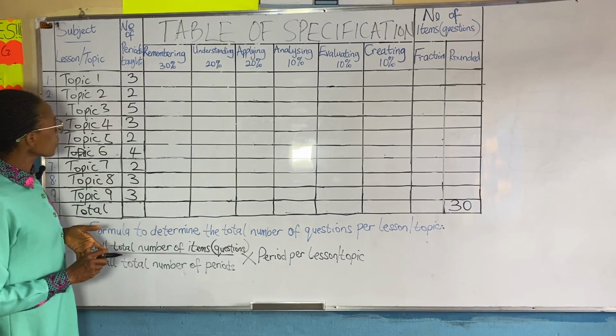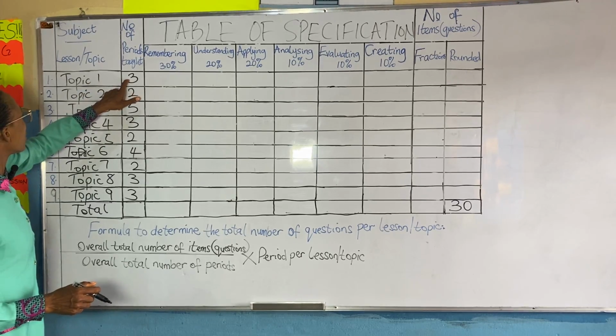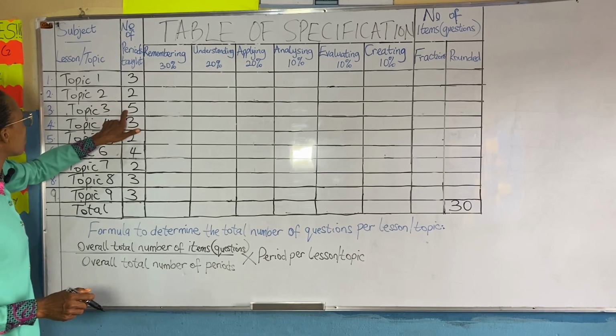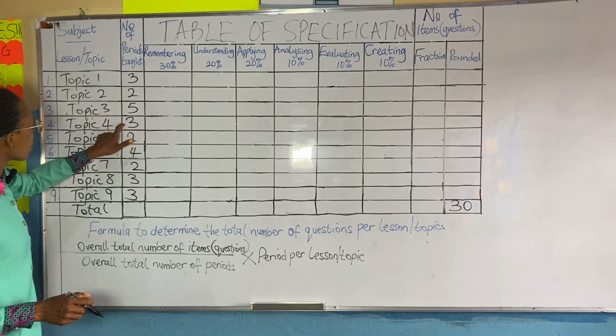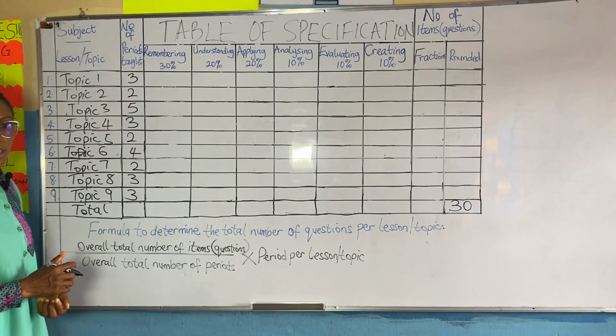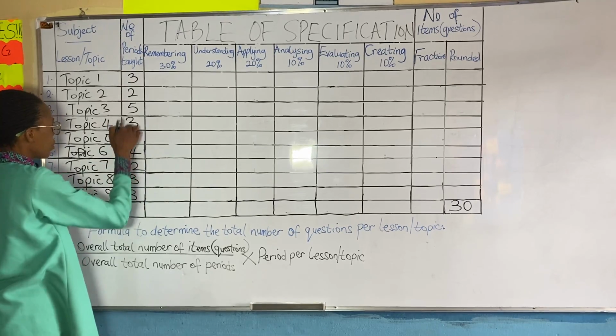Okay. Now, so let's assume that for topic 1, we taught them for 3 periods. For topic 2, we taught them for 2 periods. For topic 3, we taught them for 5 periods. For topic 4, we taught for 3 periods, like that. So you're going to list the number of periods that you taught, and then you add up the total number of periods taught.